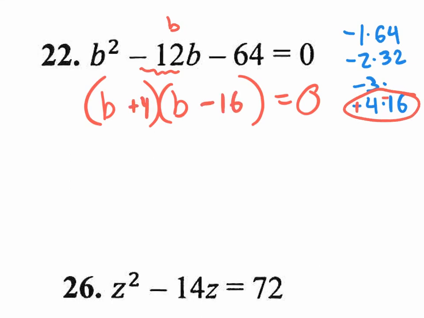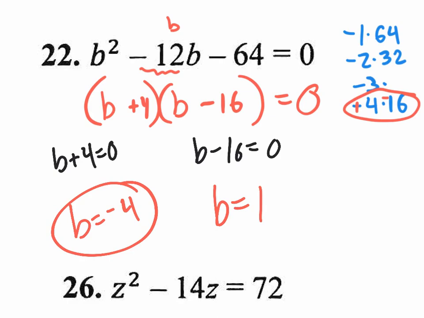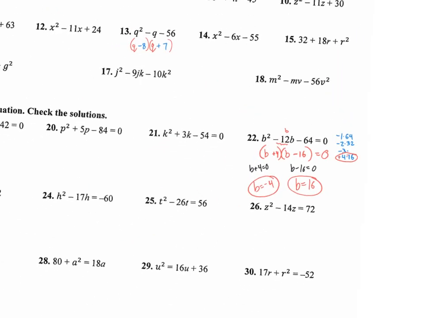Now you could split them because zero product property. This one times this one equals 0. Make this one equal to 0. Make this one equal to 0. So b plus 4 equals 0. B minus 16 equals 0. Give me the answers. B is negative 4. B equals 16. Done. So this entire worksheet is cake.